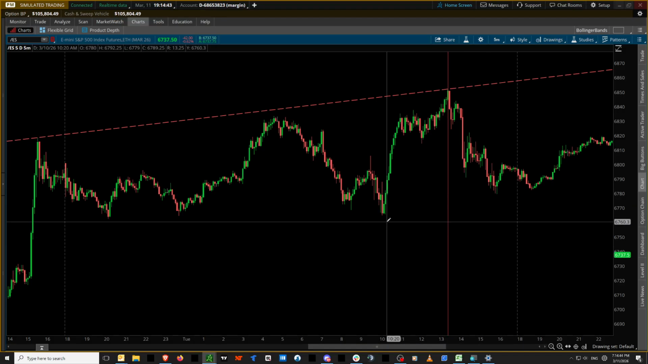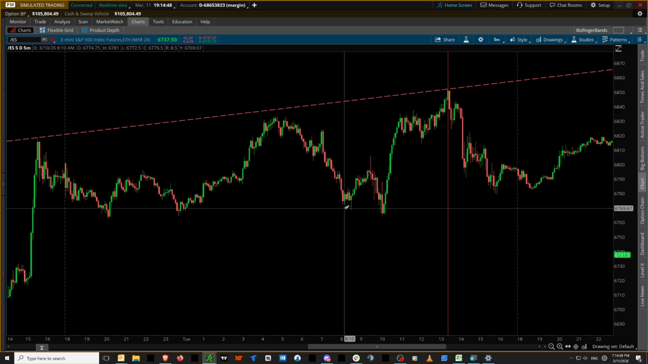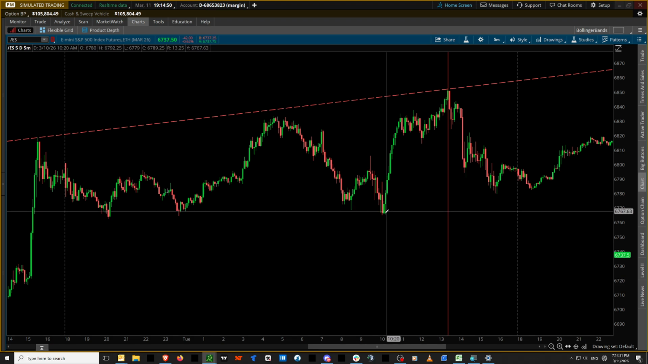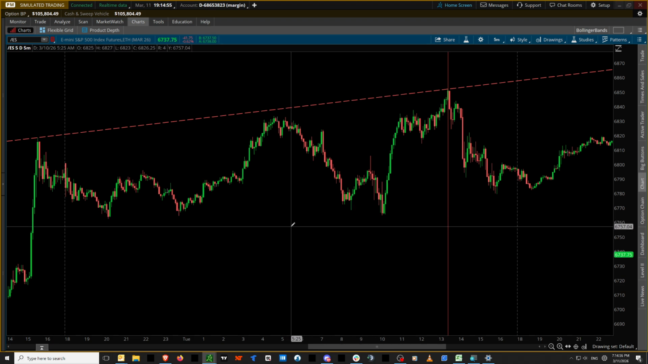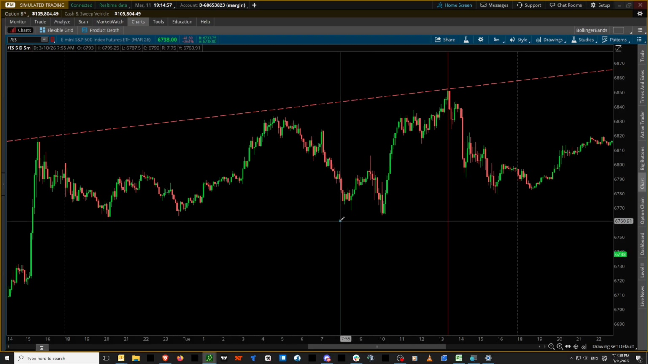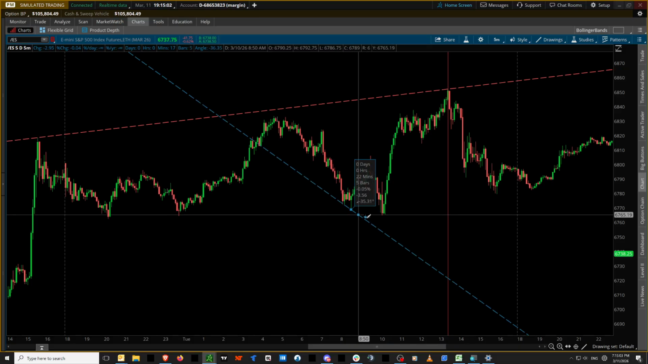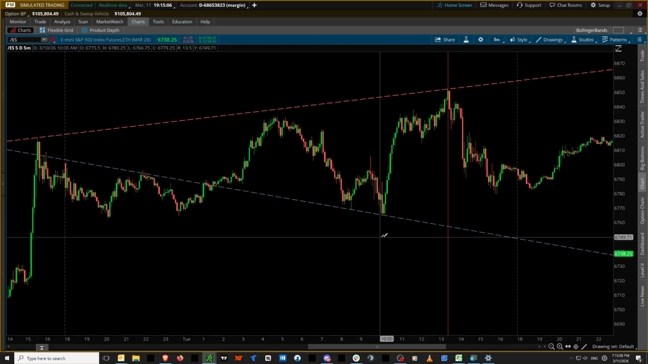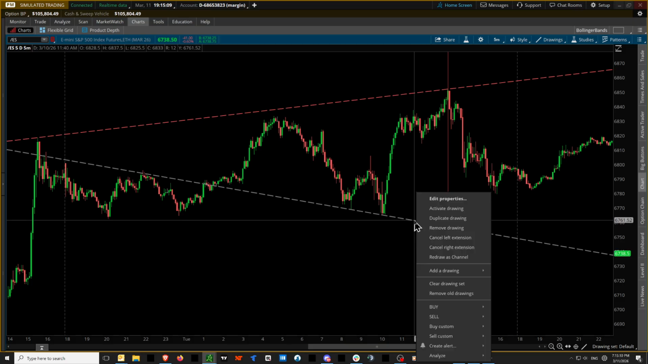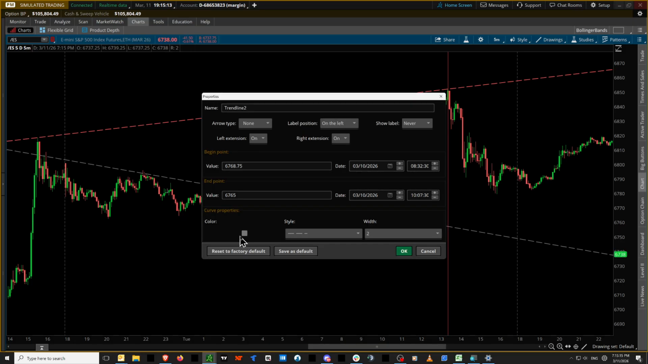Now, I need a low. Here's a low, and here's a lower low. Let's see what happens. Well, there you are. There I am. Now, cool. What I want to see is to validate these lines.